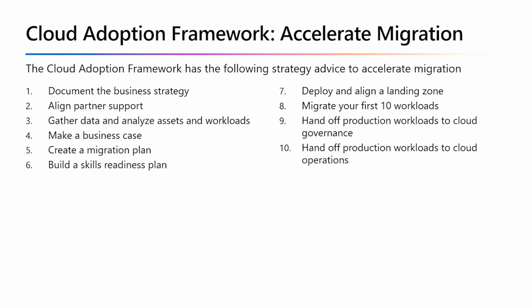Simply put, you should document the business strategy, align your partner support, gather data and analyze assets and workloads, make a business case, create a migration plan, build a skills readiness plan, deploy and align a landing zone, migrate your first 10 workloads, hand off production workloads to cloud governance, and hand off production workloads to cloud operations.